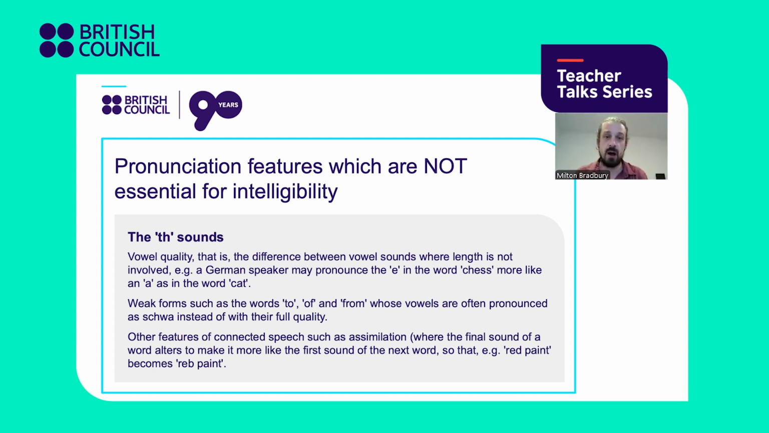So, for example, I'm going to the shop. I'm going to the shop. I don't say "I'm going to the shop" with a full "to", I say "I'm gonna the shop" with a weak "to". To is an example of a weak form.